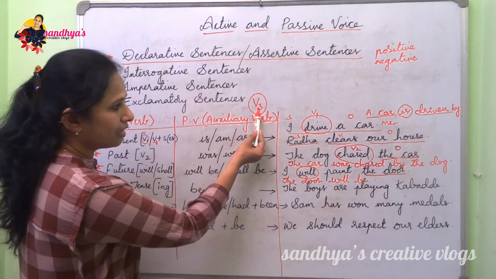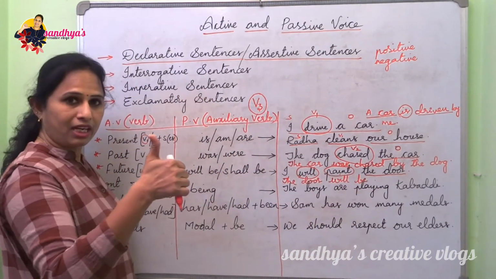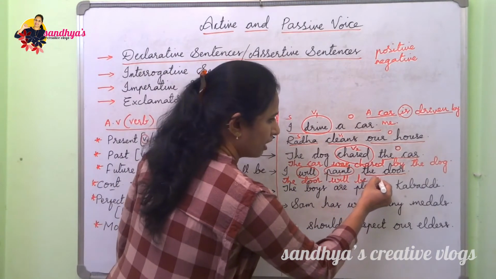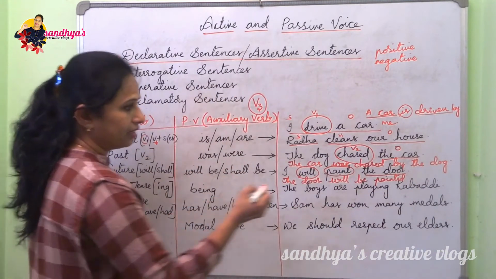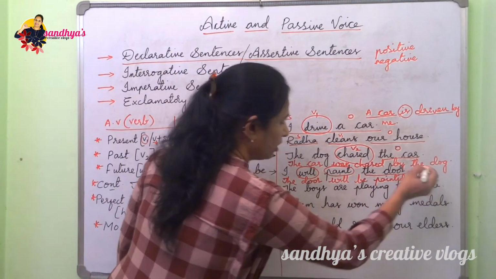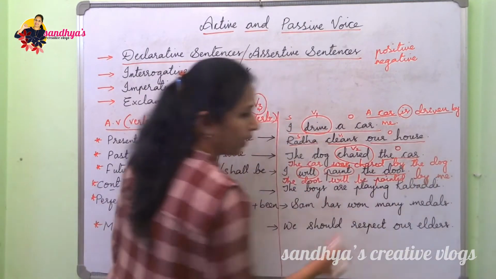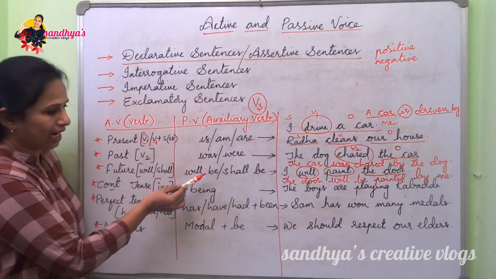Now let us see the third form of the verb paint. Paint, painted and painted. So the third form is once again painted. Painted by, as I told, this I will be changed to me. So this is all about present tense, past tense and future tense.